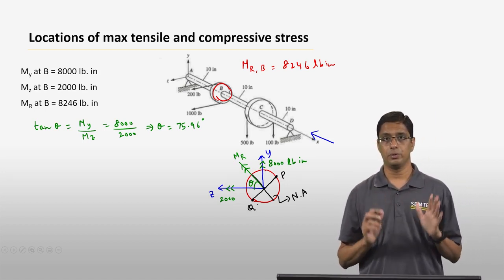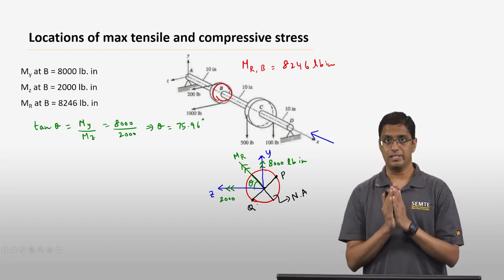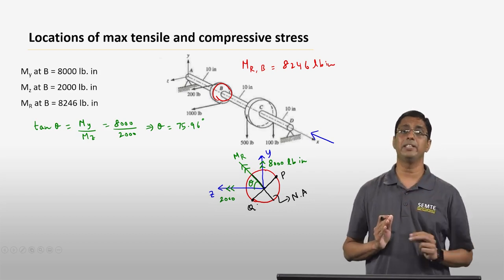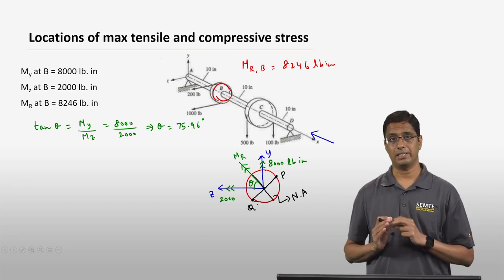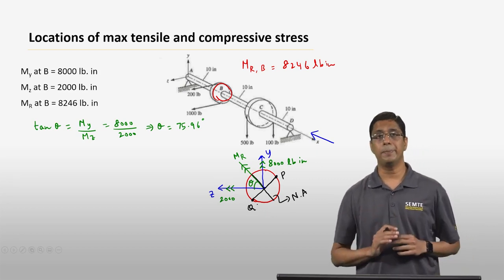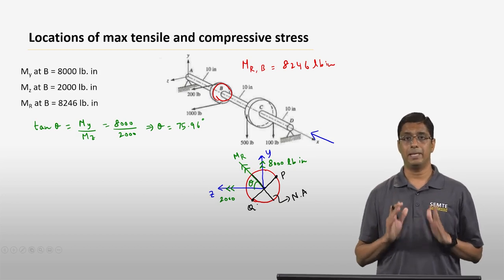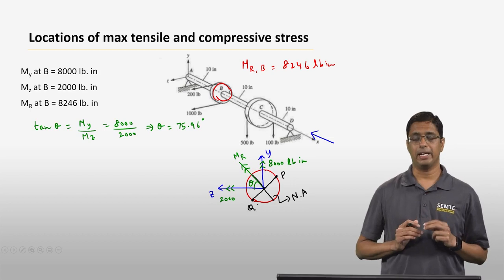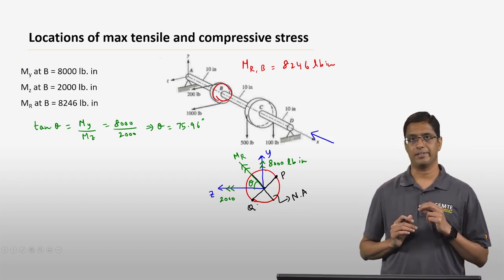Okay? So in this cross section, again, I want you to remember that this cross section is where the maximum bending moment occurs in the entire shaft. And now within this particular cross section, we are looking at which particular points have the maximum stress. Okay? So points P and Q are going to have the maximum bending stress. Now the question is, which point is going to have a tensile bending stress? Which point is going to have a compressive bending stress?